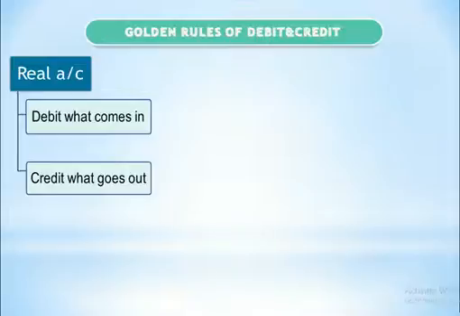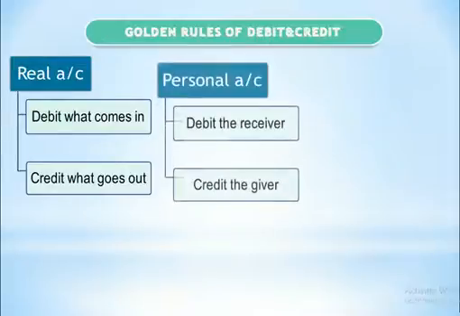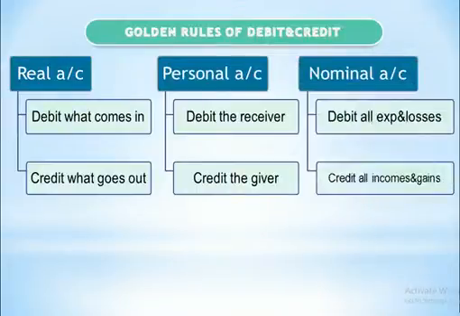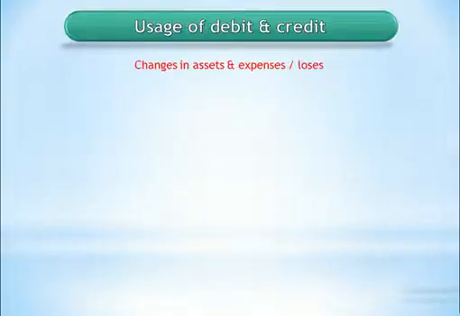Real account. In case of real account, debit what comes in and credit what goes out. Personal account. Debit the receiver, credit the giver. Nominal account. Debit all expenses and losses we incurred and credit all incomes and gains we earned.